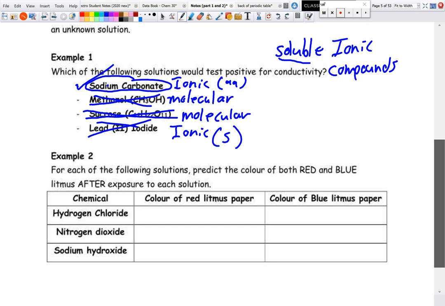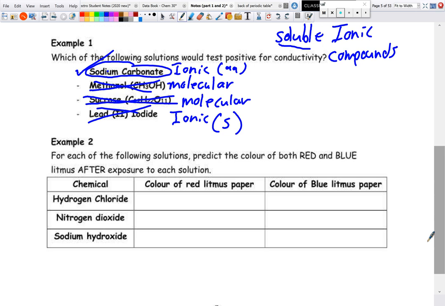Now the next one, example 2, is asking: for each of the following solutions, predict the color of both the red and blue litmus tests after exposure to the solution. So if you want to try this one on your own, please do. But if you want to just go through it, I'm going to go through all of these here as well. So first of all, we're going to have to classify our compounds here. So hydrogen chloride, we see hydrogen on the left, acid.